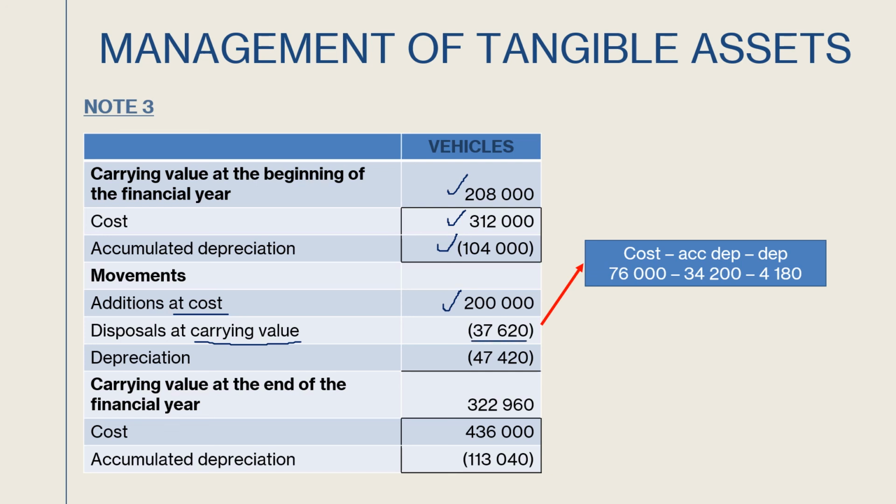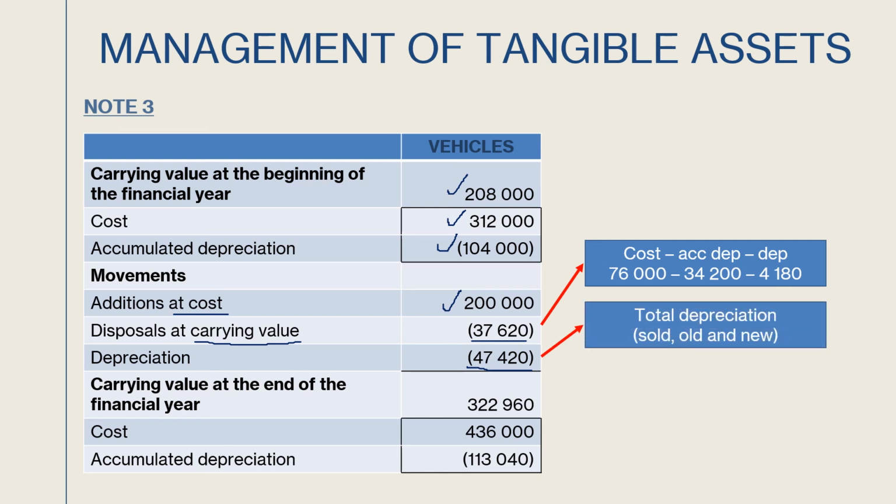37,620. Okay, then we put this year's depreciation. Okay, this amount here, 47,420. Remember, that includes all the depreciation, the total depreciation for the year, the sold vehicle's depreciation, the old ones, as well as the new one. That is the total depreciation for the year.